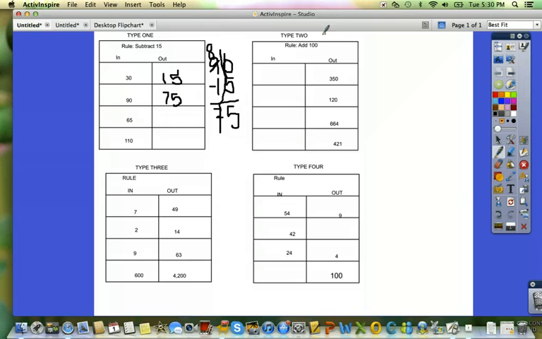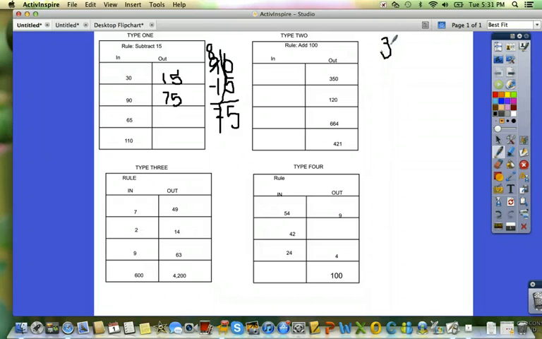Type 2. Add 100 is my rule. And here is my out. So here's the way we do this when we have the out and our rule. We can look at it as doing the opposite of what our rule tells us. Okay? And that might be the easiest way to think about it. So instead of adding 100, I'm actually going to take out 100. Because I know that when the number came in, it was 100 less, because my function machine will add 100 to it, and this is what will pop out.